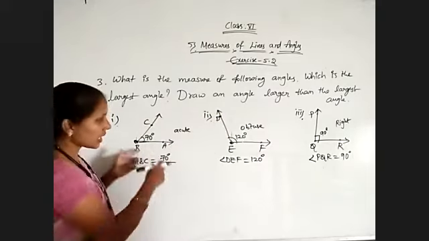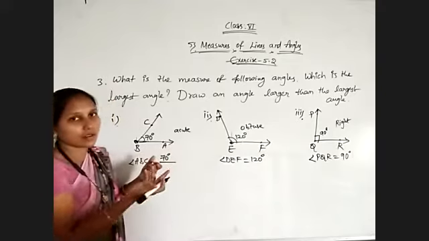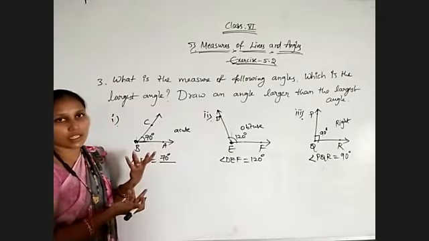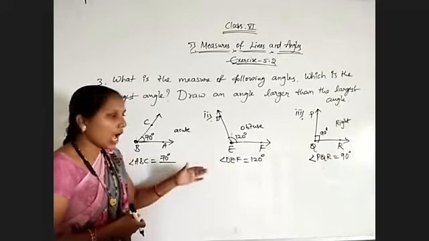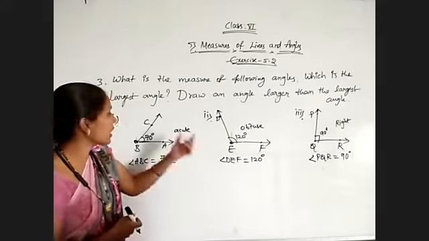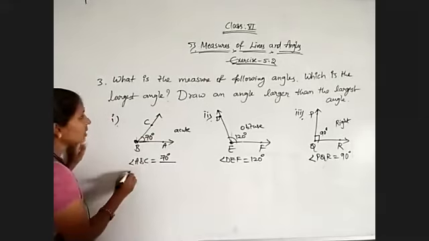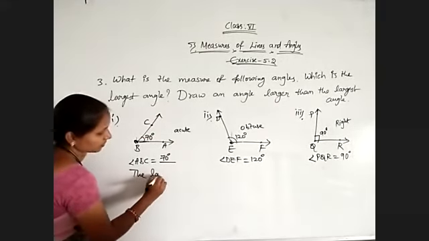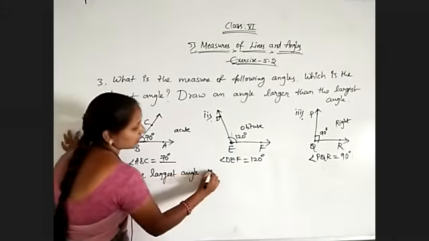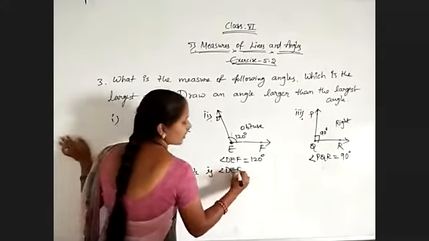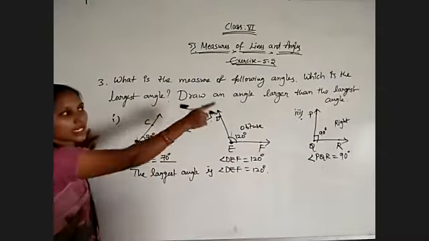But what I am saying is, construct all these three as well as one more than 120 degrees. Take 130, 140, 150, whatever you wish. I'll use 130 degrees and construct it now. How am I constructing 130 degrees? In that way only, construct the remaining also. Observe, the largest angle is angle DEF, which is equal to 120 degrees. Draw an angle larger than the largest angle.